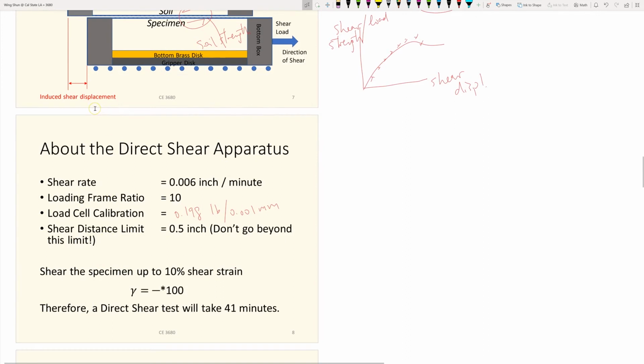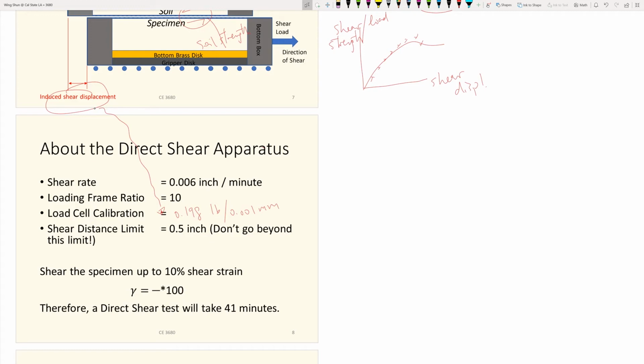And how far we want to move at the end of the day, we can cap the movement because of the time constraint that we have, because everything moves very slowly. If you want to finish the whole test, there's about 45 minutes to finish one test. And the total distance you want to move is less than 0.5 inch. So that's the limit of the shear apparatus.